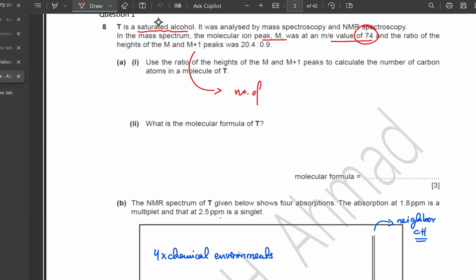That tells you the number of carbon atoms. Remember mass spectroscopy, you can figure out the number of carbon atoms if you use this formula: 100 over 1.1 into M+1, which is 0.9, divided by your M peak, which is 20.4. Is this clear? So can somebody solve this and tell me what you get for this?